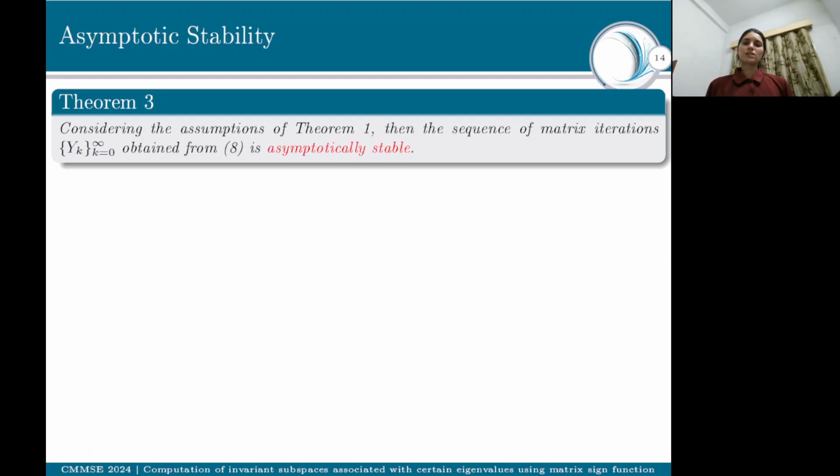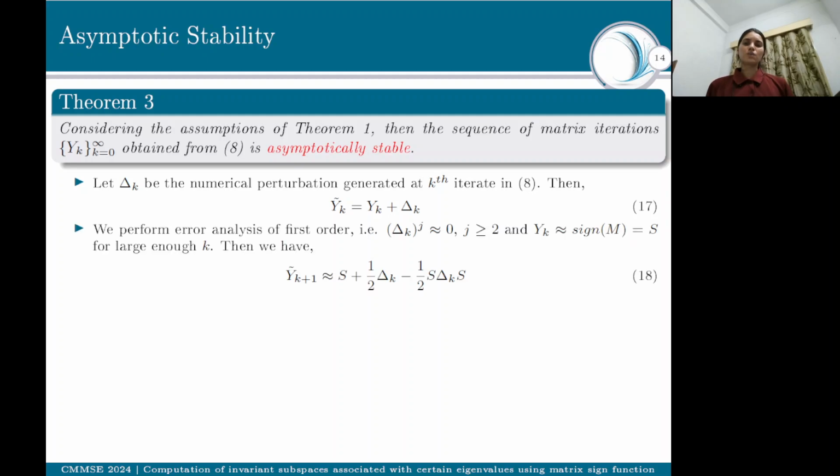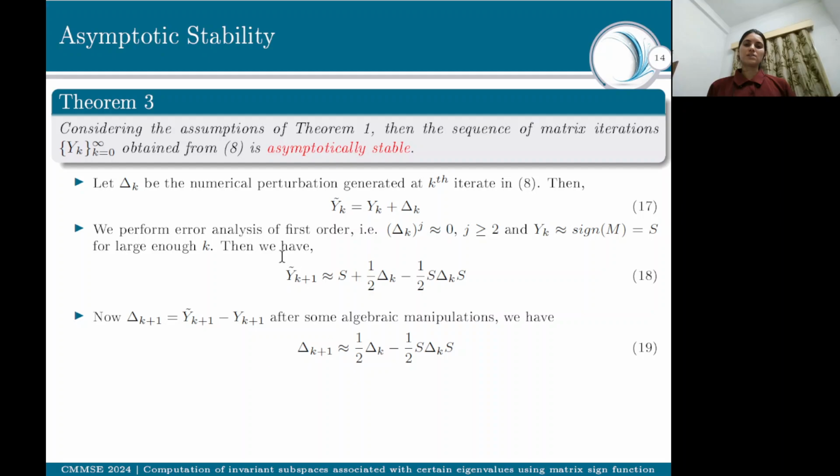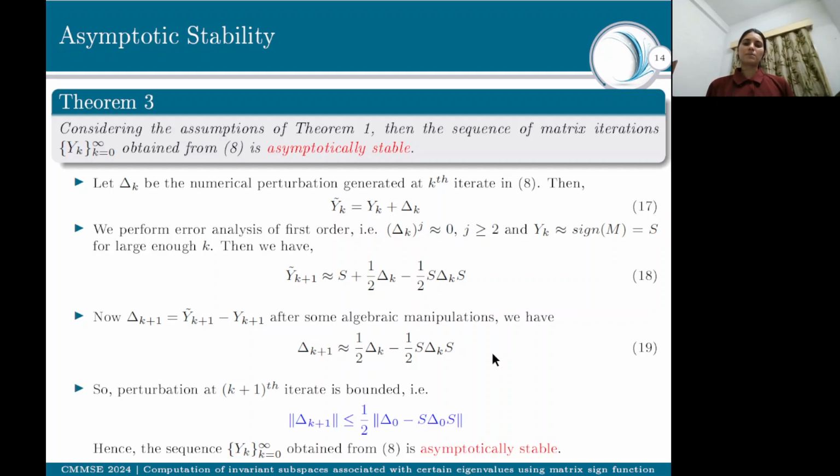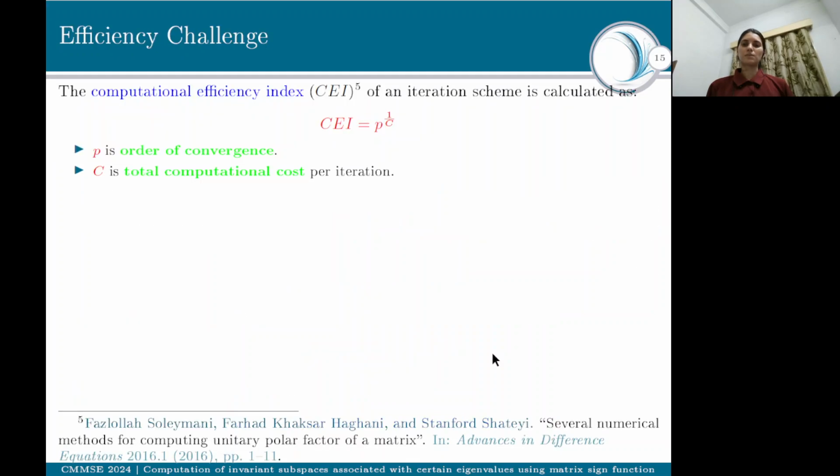Also, the proposed method is asymptotically stable. For this, we have considered the numerical perturbation generated at the kth iterate given by this equation number 70. And since we are performing error analysis of first order, every power greater than or equal to 2 of delta k will be approximately equal to 0, and hence we will get this equation number 18. Now, delta k plus 1 can be written in this form, that is, it is approximately equal to half of delta k minus half of s delta k s, and hence the perturbation at the k plus 1 iterate is bounded, which implies that our proposed method is asymptotically stable.